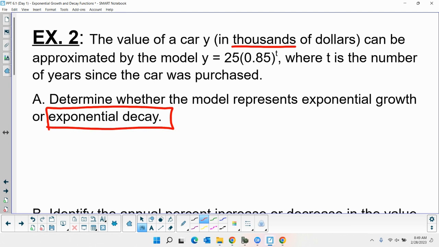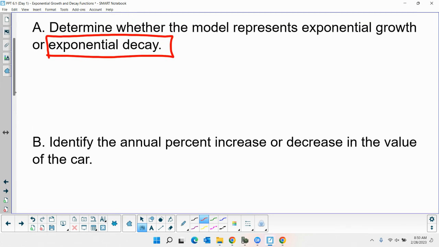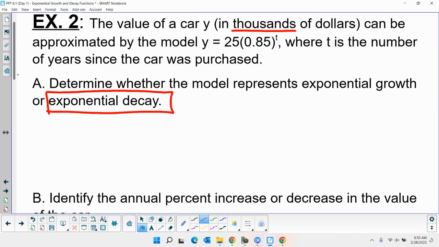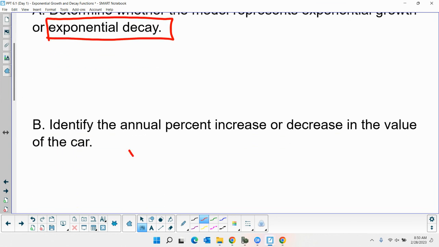And look at this number. Is that number less than 1 or bigger than 1? Less than 1. So by that, we know it's decay, right? Identify the annual percentage increase or decrease in the value of the car. All right? So since it's decay, it's this formula: y equals a times (1 minus r) to the t power. So my 1 minus r equals 0.85.